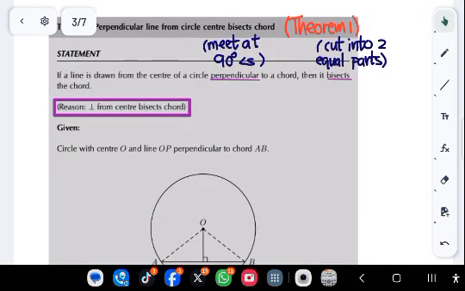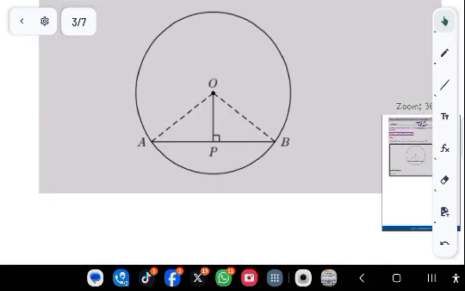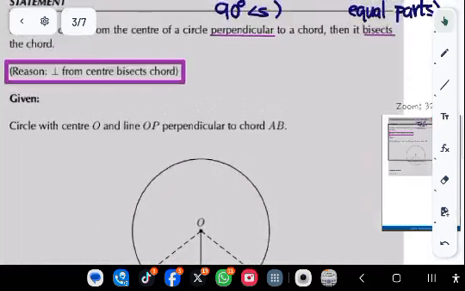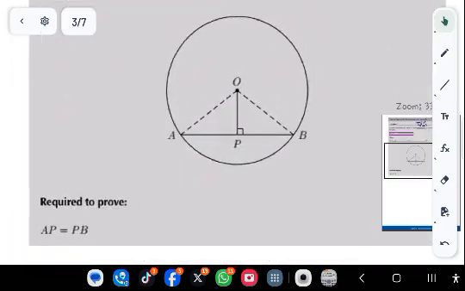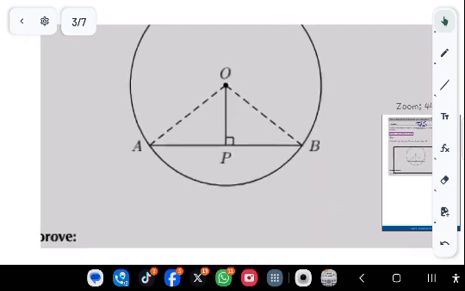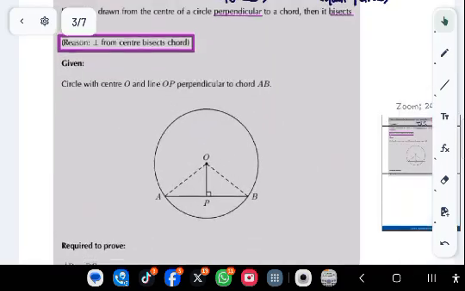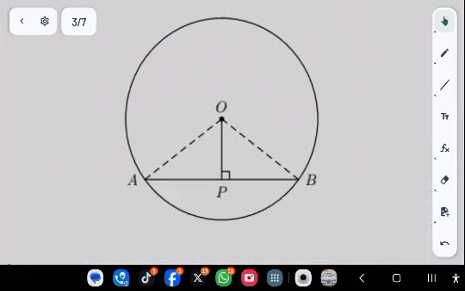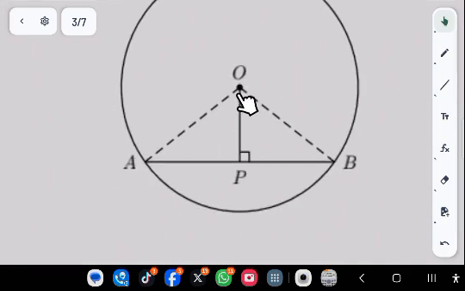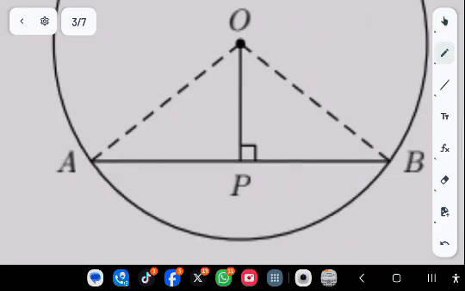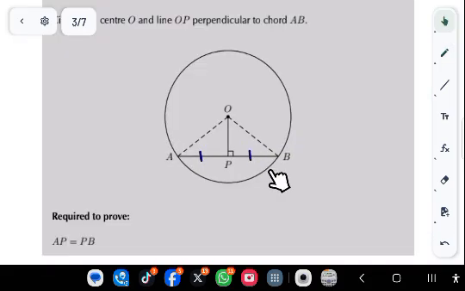They say if a line is drawn from the center of a circle perpendicular to a chord, then it bisects the chord. Now let's use this diagram that you will be given. What is it that they're talking about? If a line is drawn from the center of the circle, that line is OP. If this line OP is drawn from the center of the circle perpendicular to the chord, AB is the chord, then it bisects the chord, meaning that if this line OP is drawn perpendicular to AB, then it will cut AB into 2 equal parts, meaning that AP will be equal to PB. And that is what you are required to prove.